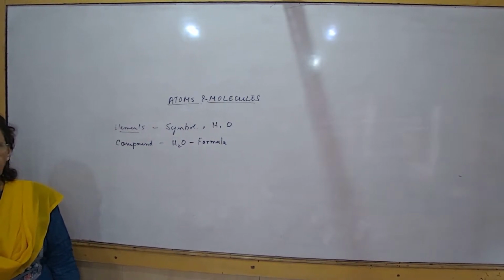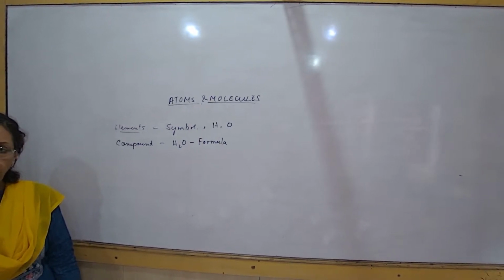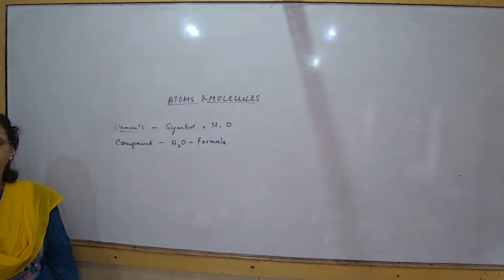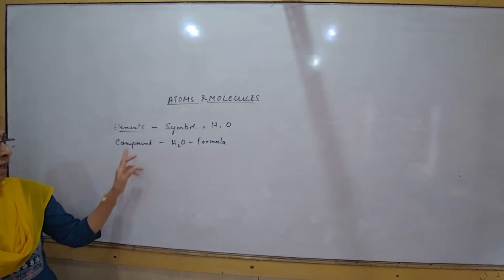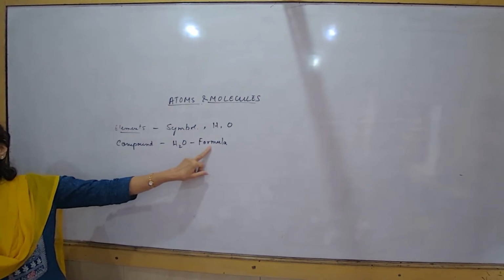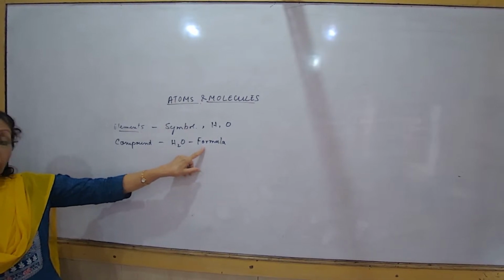Ma'am, gold is also an element, right? So gold is Au, and silver is Ag. Yes. Some of them are all Latin names. So Fe for iron, that is ferrum. And a compound is represented by using a formula. Uranium is U. Uranium is U.